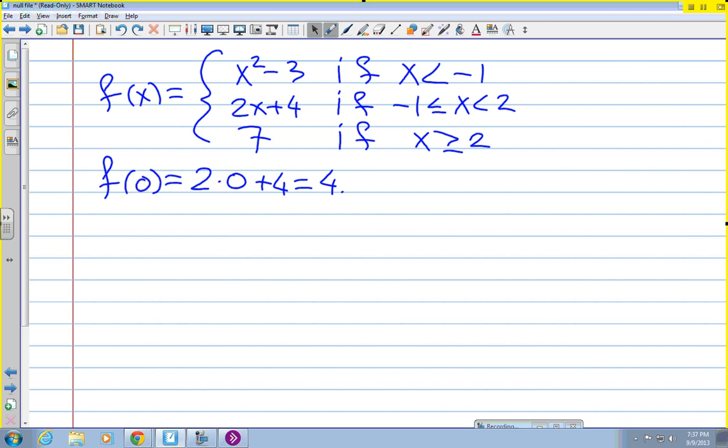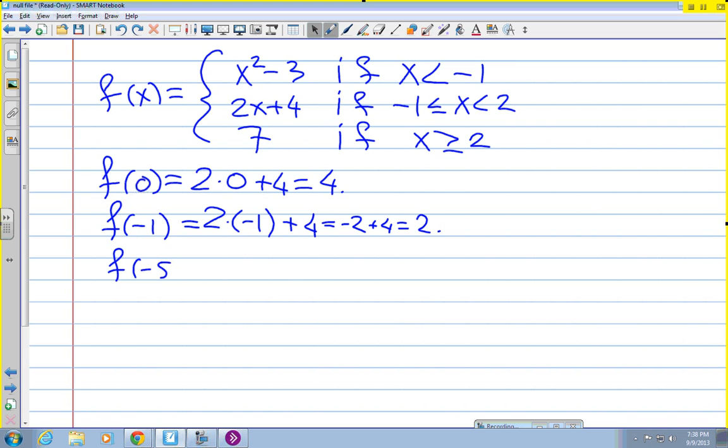Does that make sense? If I ask you what is f of -1? In the middle again, because x equals -1 is in the middle, so it's 2 times -1 plus 4. So -2 plus 4 is 2. Okay? You with me on that?